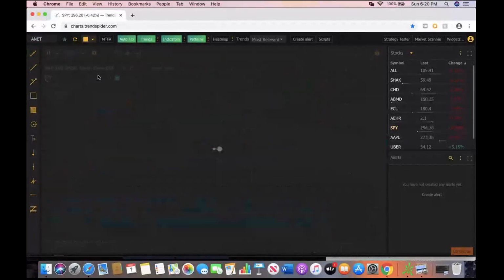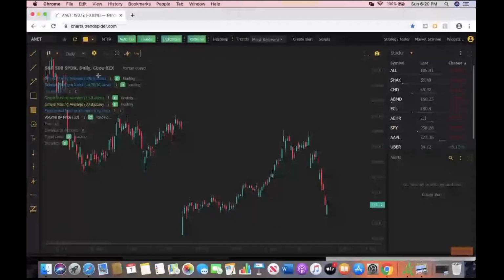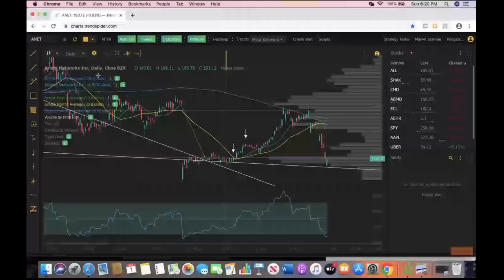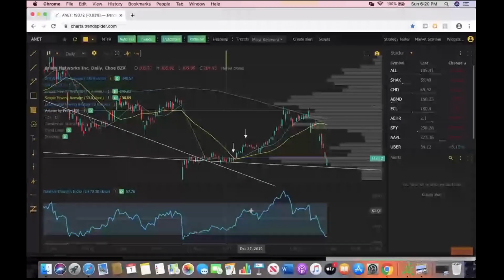All right, so going on to the case study I have here. Here's one play that I was in a while ago. I have the arrows here alerting my entry, and this one as my exit. This is how TrendSpider has helped me with my technical analysis. These trend lines, this indicator here, the volume by price, it's definitely influenced my charting and trading a lot.